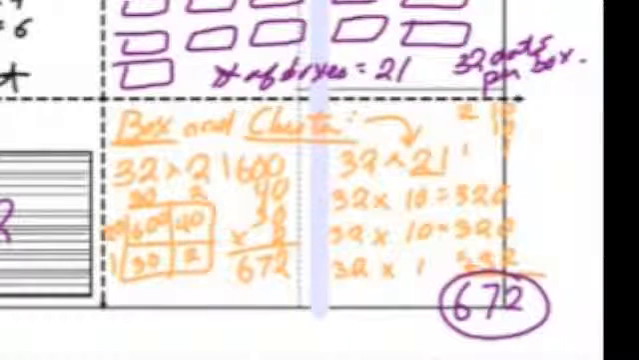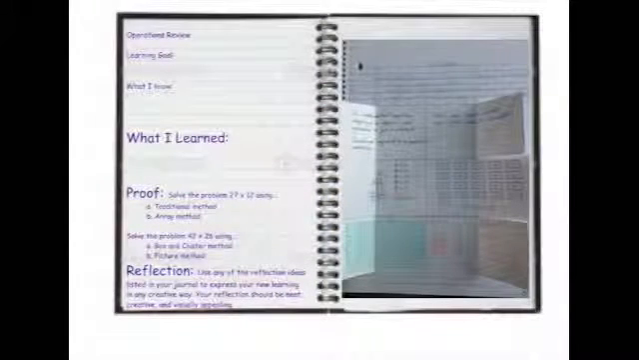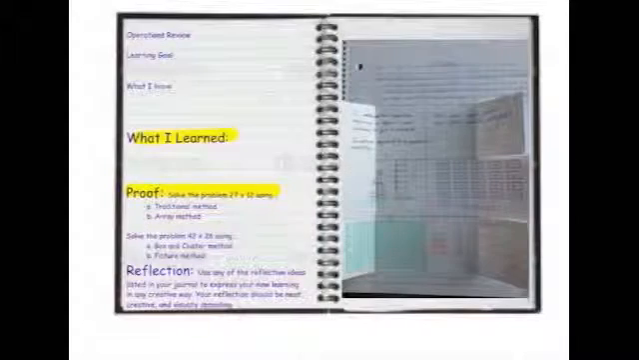This is the completion of your notes for all those different multiplication methods. You learned some methods that are great for larger numbers, but also for smaller numbers. This is what your finished notes should look like. You must fill in what I learned. You must complete the proof. Solve the problem 27 times 12 using a traditional method, and then solve the problem 42 by 26 using a box and cluster method. Again, make sure you complete your reflection before our next class.